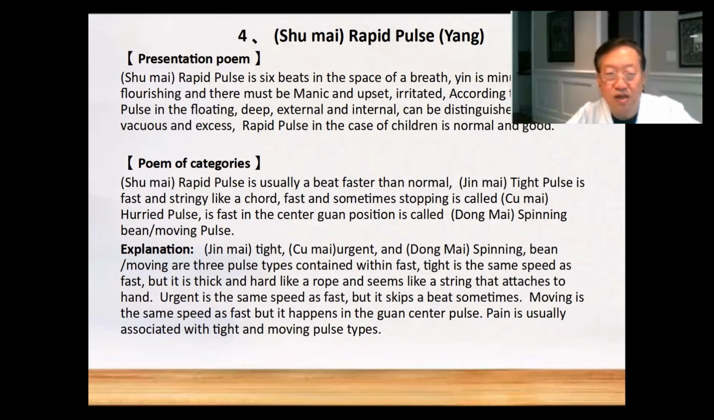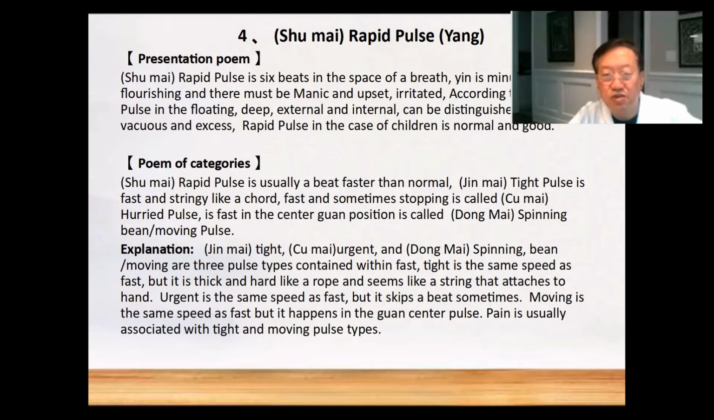Poem of categories. Shuomai, or rapid pulse, is usually a beat faster than normal. Jinmai, or tight pulse, is fast and stringy like a cord. Fast and sometimes stopping is called Cumai. Hurried pulse is fast in the center Guan position and is called Dongmai, spinning bean or moving pulse.